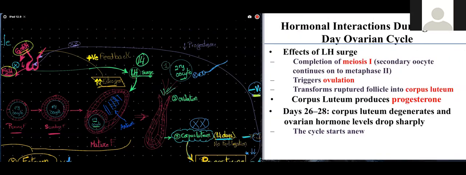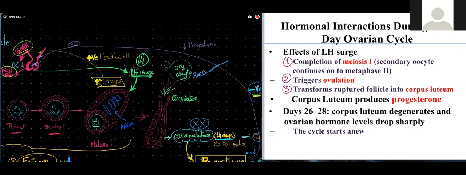What are the three main effects of LH surge again? If you remember, first one, it enhances the primary oocyte to complete meiosis 1 to become a secondary oocyte. Second effect here is going to be that it triggers ovulation. It triggers the vesicular follicle to release the egg. And the third is going to be it transforms the ruptured follicle into a corpus luteum.